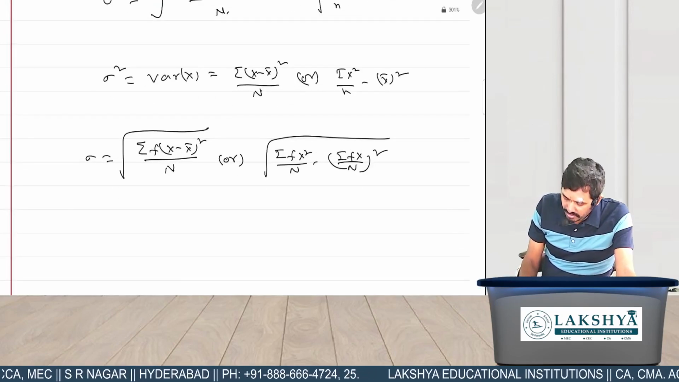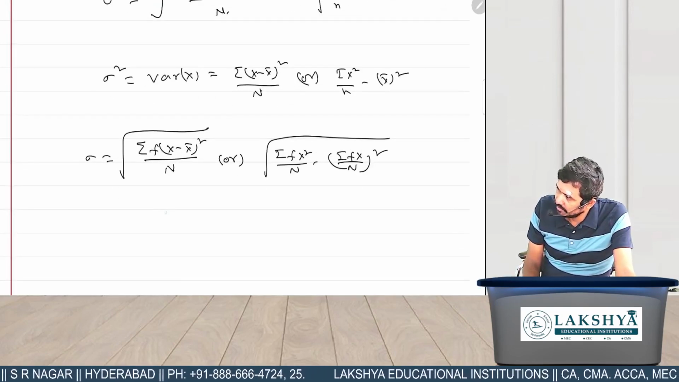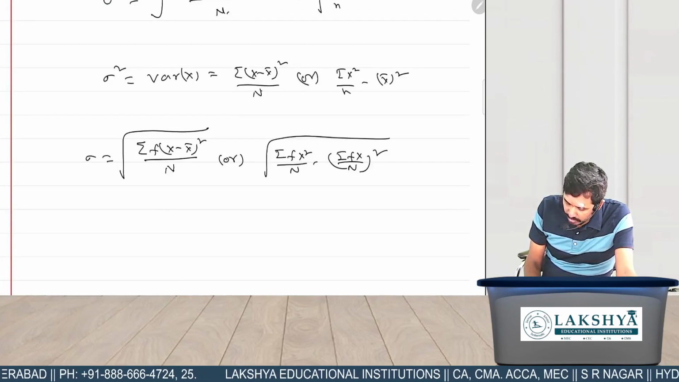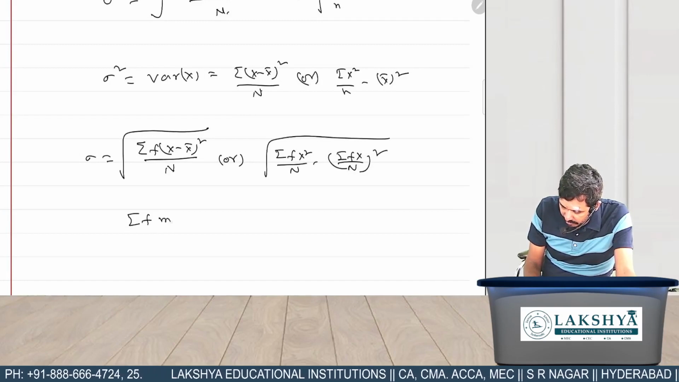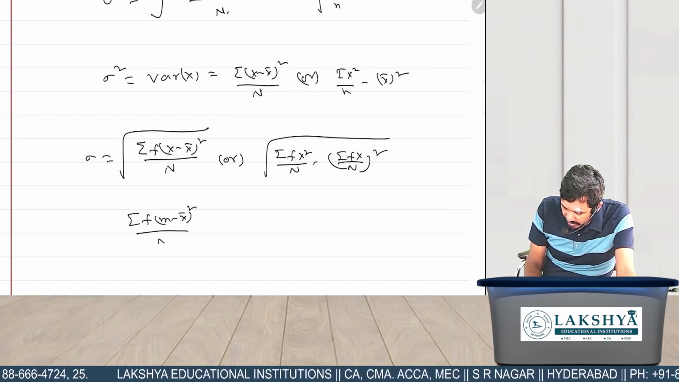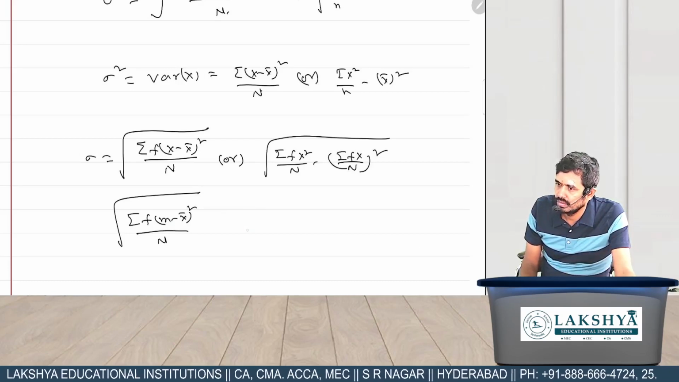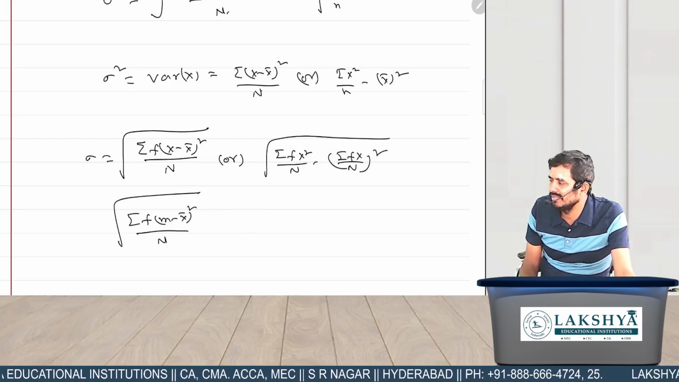Okay, see, for the step deviation method, and in group data we have one more thing: sigma f into (m minus x bar) whole square by n. What is m? M is the mid value.